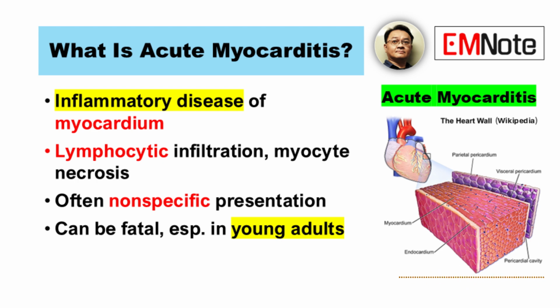Let's start with the basics. What exactly is acute myocarditis? Acute myocarditis is an inflammatory disease of the heart muscle, or myocardium. It's characterized by lymphocytic infiltration and myocyte necrosis. While it's relatively uncommon, it can be serious and even fatal, especially in young individuals. The presentation is often nonspecific, which complicates diagnosis and management.